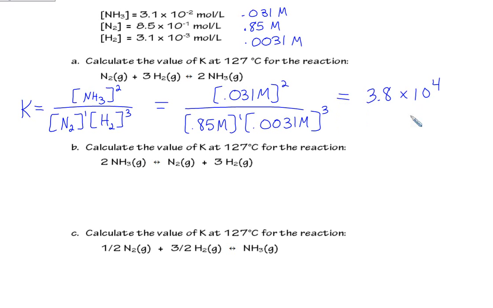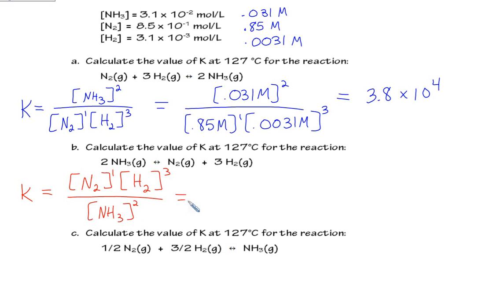But now watch what we're going to do with the system. What if we flip it? What if we flip this thing? So now my setup is flipped. If I go products, now it's the nitrogen to the 1st and the hydrogen to the 3rd over reactants, the ammonia squared. Okay, so we're just going to plug in, but it's actually just going to be the inverse of what I just did.